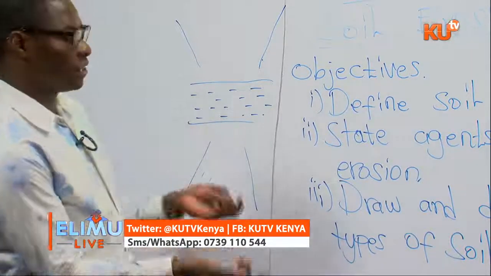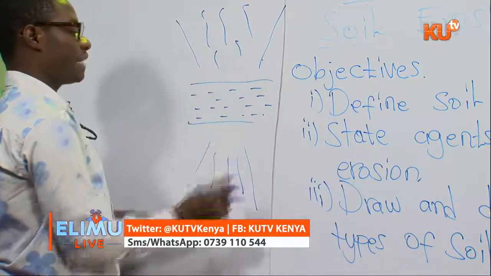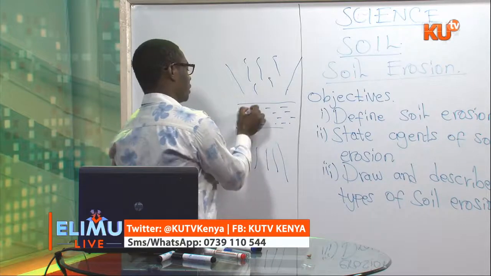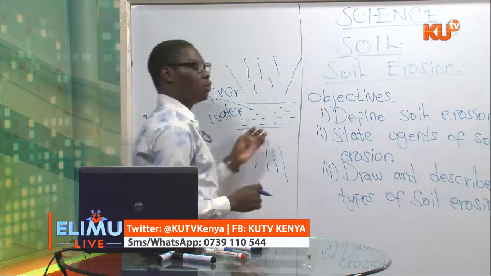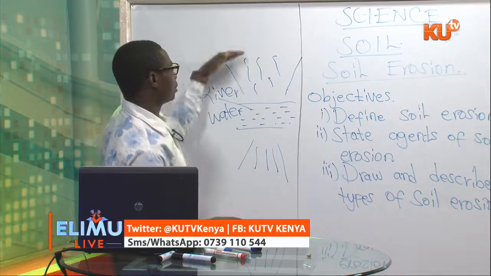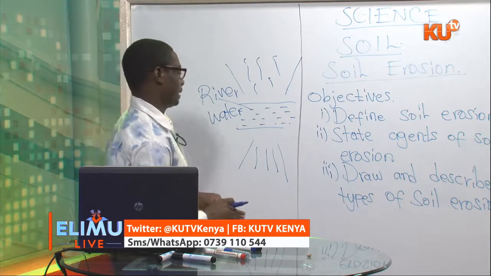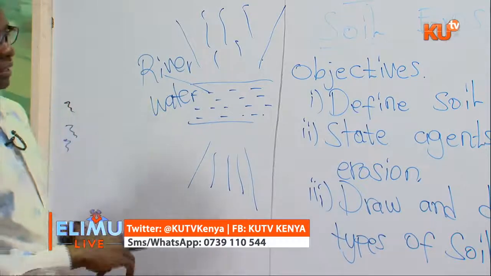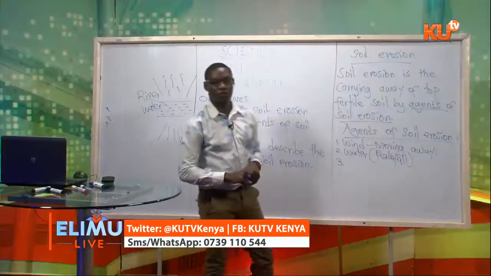You will realize that when it rains or when water flows downwards, this water carries soil particles such that after raining, this river water is always muddy. Why is it muddy? It is muddy because as the water was flowing down, it carried so many particles, which are soil particles, into the river, therefore making it very muddy or dirty in simple terms. So that is how water becomes an agent of soil erosion.